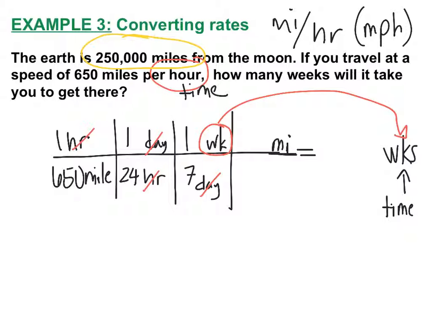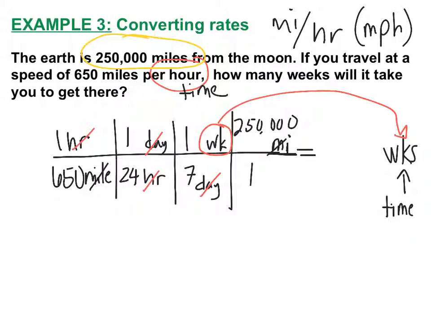I don't have anything to put that over because I know that I want weeks on top, and I only want weeks. So it's all right when you have a fraction or when you have a number and there's not anything underneath it. How do we make it into a fraction? We just put it over 1. So we have 250,000 miles, and my miles cross each other out.